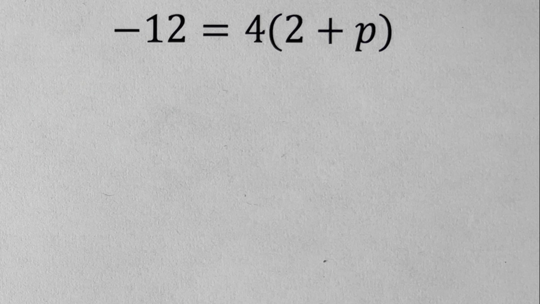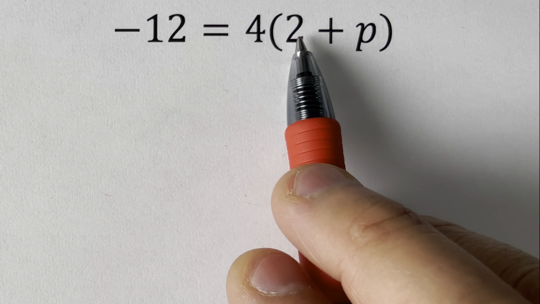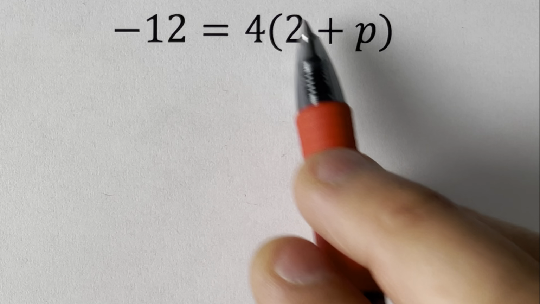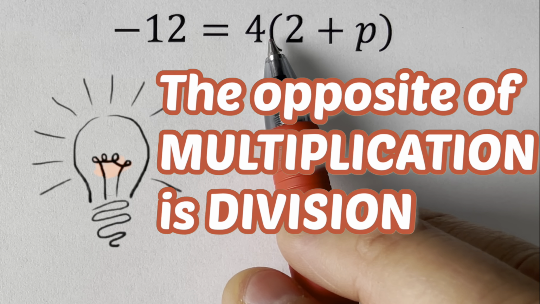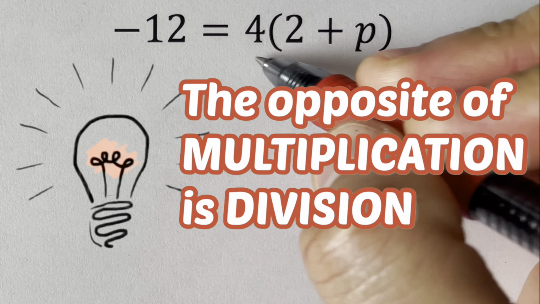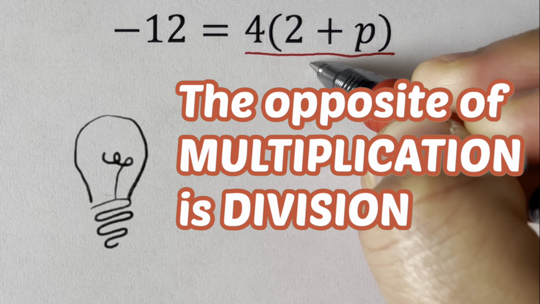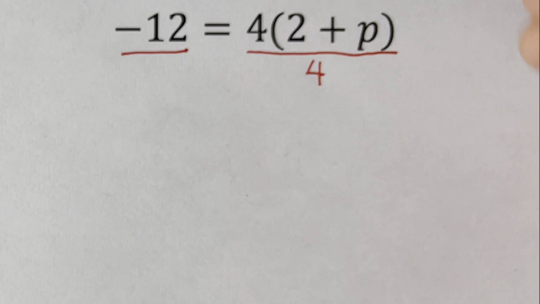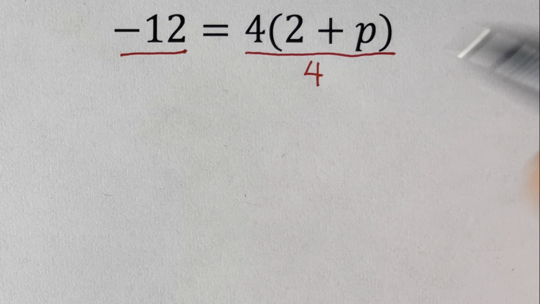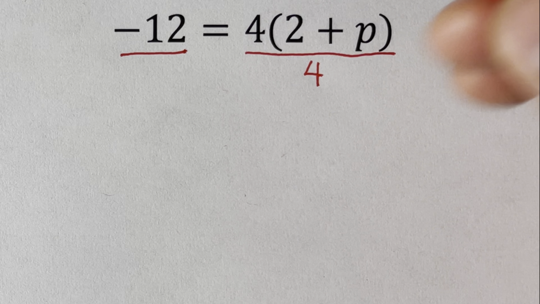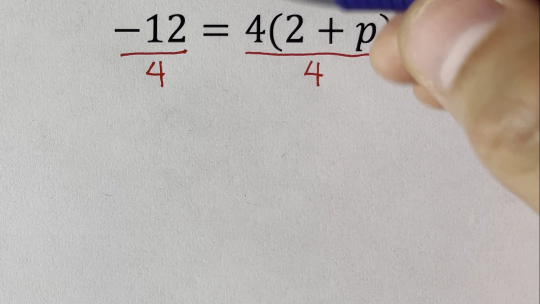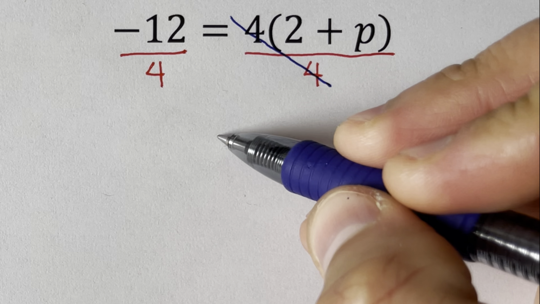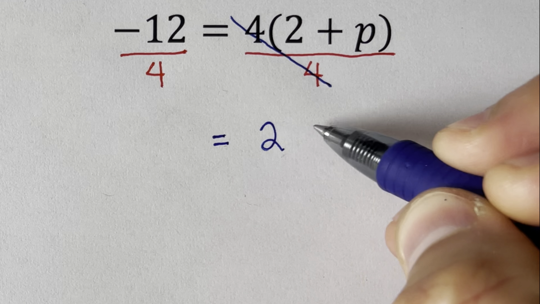As you can see here, we have 4 multiplied by 2 plus p in quantity. Again, the parentheses are telling us that it's multiplication. Since this is multiplication, remember that the opposite of multiplication is division. So I can divide both sides by 4, because our target is to have the variable, which is p, on one side of the equation. So we need to get rid of this 4 and 2. I divide this by 4 right here, so that we can cross this 4 and 4 out. So we are left with 2 plus p.